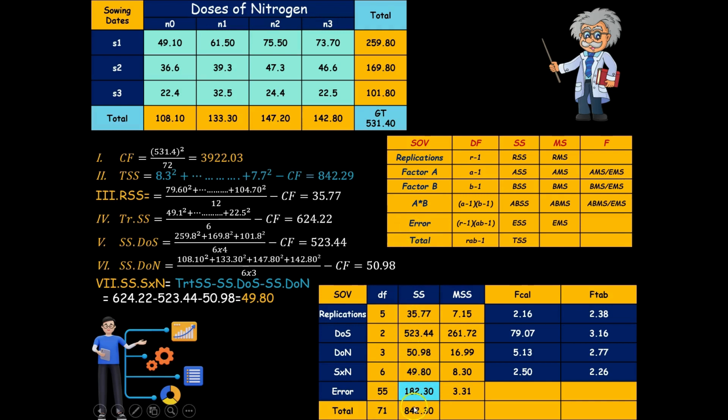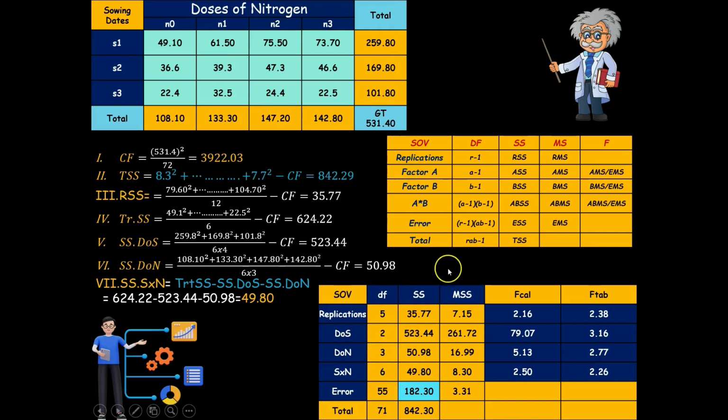So once we have the sums of squares, we put them in this column, then divide each sum of squares by its respective degrees of freedom. Now this is very important. It involves 6 replications, that is 6 minus 1 is 5. It has 3 levels of doses of nitrogen, that is 3 minus 1 is 2, and the levels for this nitrogen or ammonium sulfate is 4.